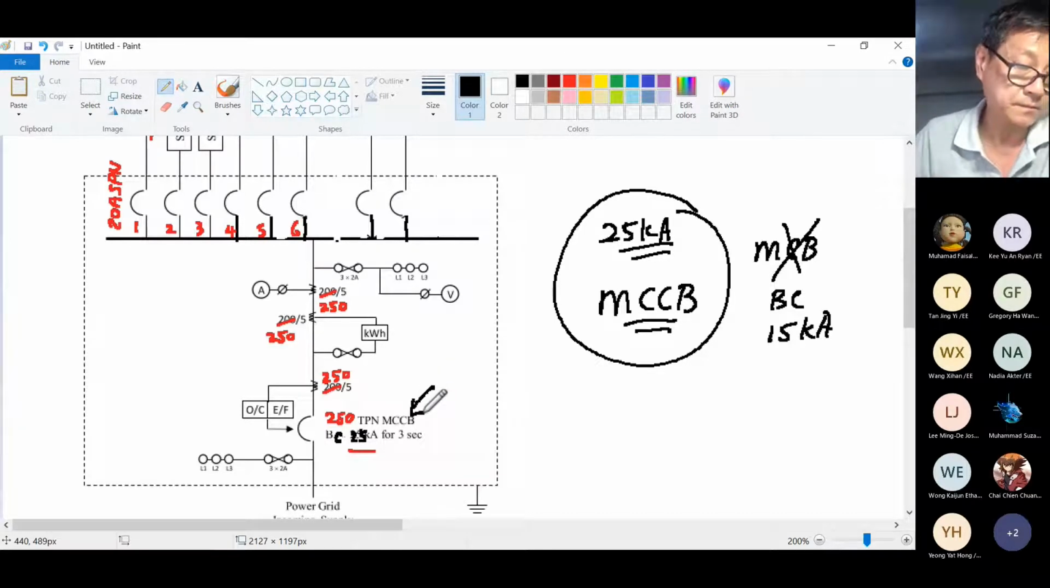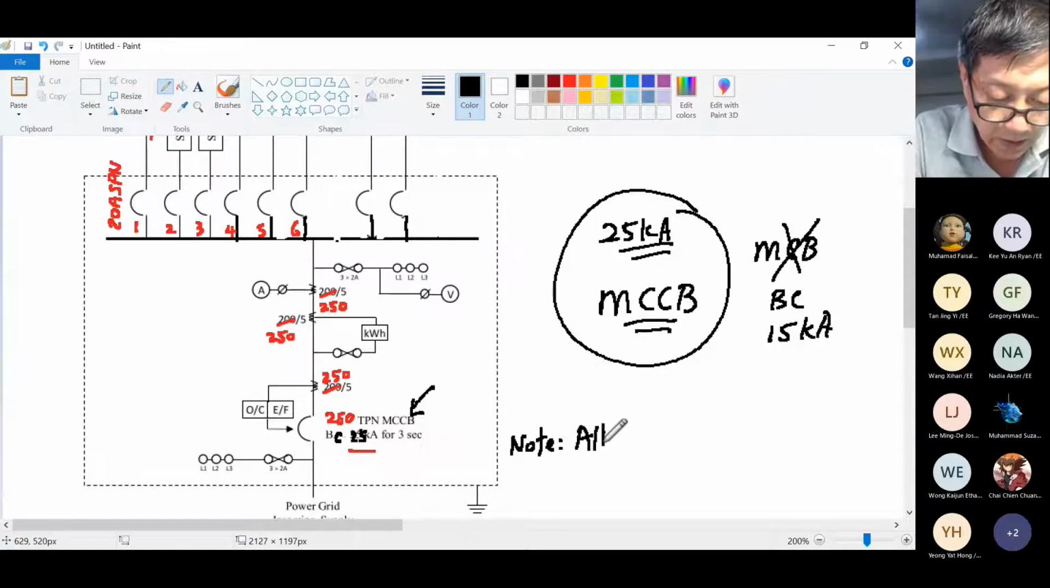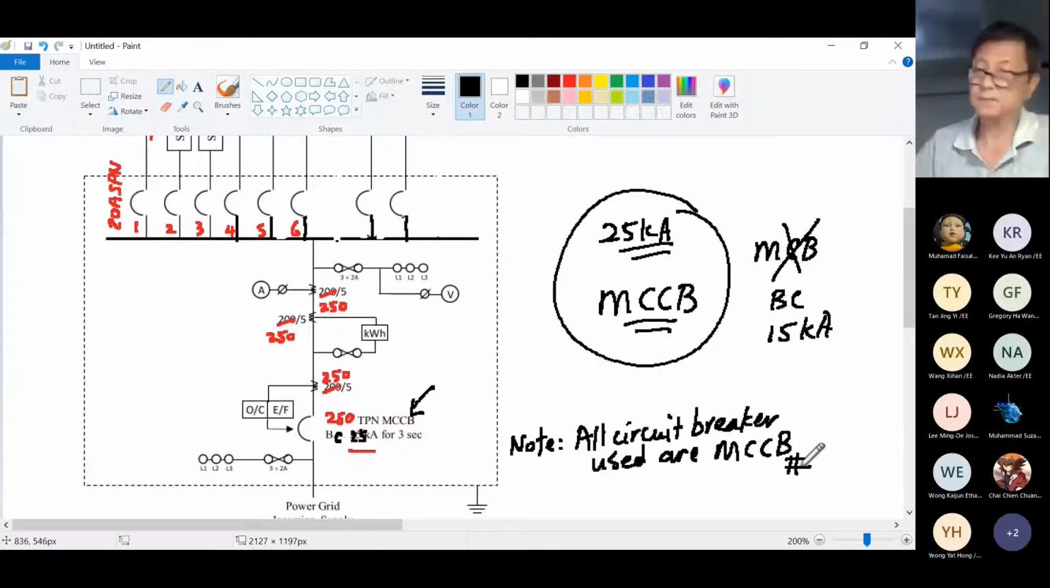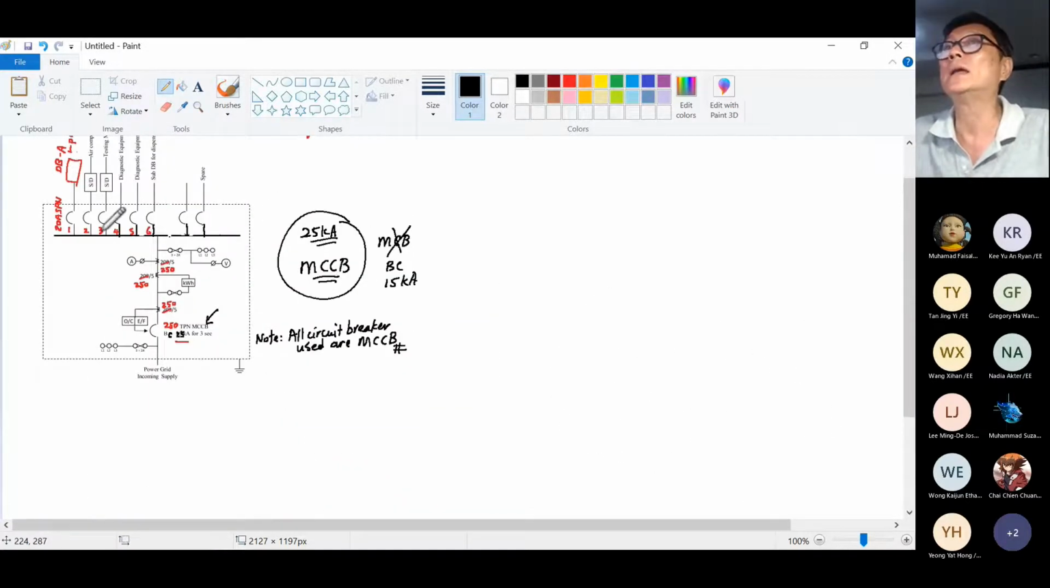MCCB, this one. So instead of writing MCCB everywhere, right, you can make a note here. Note: all circuit breakers used are MCCB. All right, so you don't have to keep on writing MCCB, MCCB, MCCB all over the place. You only need to write 20 A SPN, good enough.